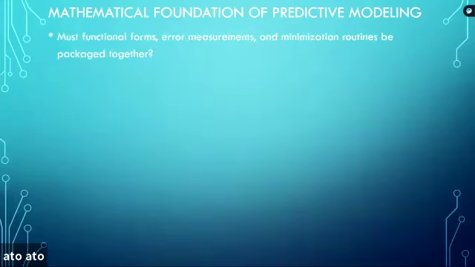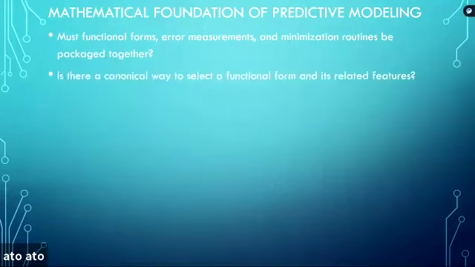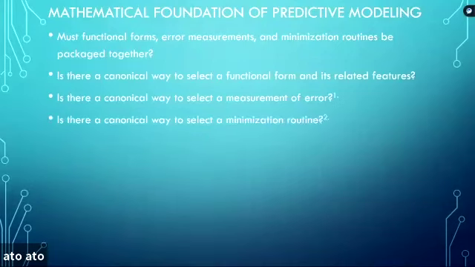Okay. So, like I said on the last slide, this brings up a few different questions. One, is it the case that functional forms, error measurements, and minimization routines must be packaged together? Is that of some sort of mathematical, ontological necessity? Is there a canonical way to select the functional form and its related features? Is there a canonical way to select a measurement of error? That's a good question. Is there a canonical way to select a minimization routine?